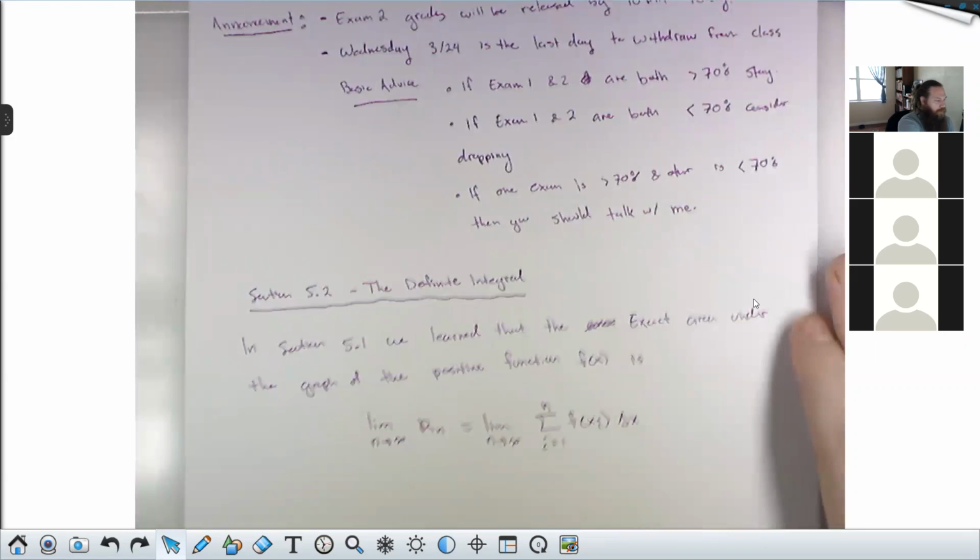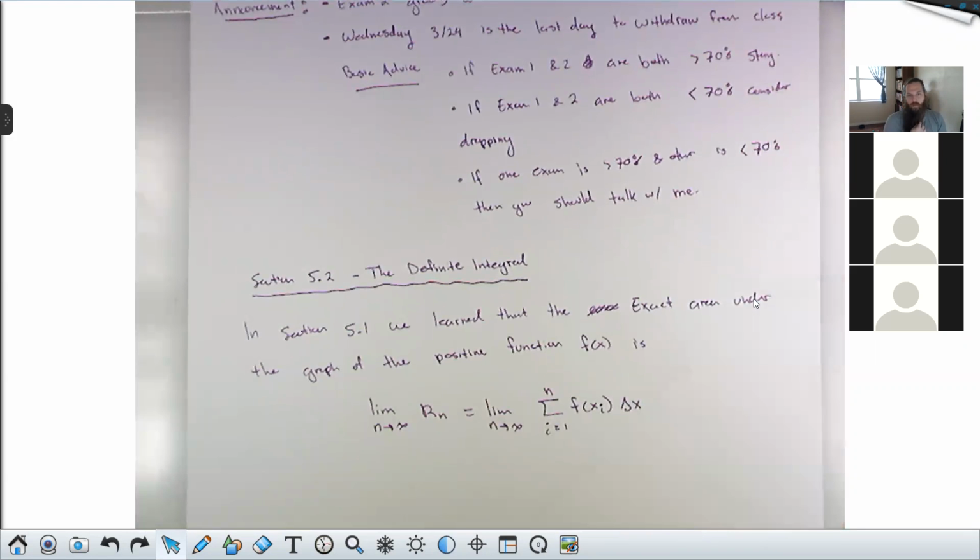So this was kind of the big discovery and the big tool that we cooked up in the last section. If you want to find the exact area under the graph of f of x, as long as that function is above the x-axis everywhere, then you can calculate this limit, and that will give you the exact area. Now remember, this object right here is what we call Rn. It's the right endpoint Riemann sum. You could use the left endpoint Riemann sum too, but everybody uses this one because it's easier to work with.